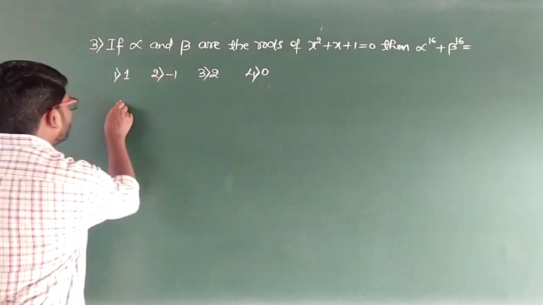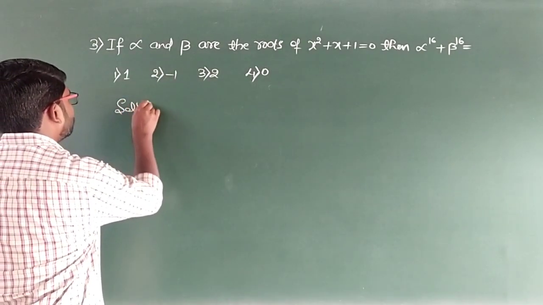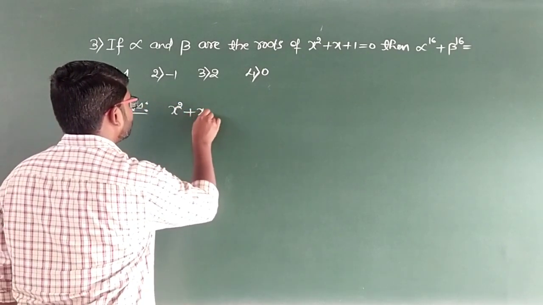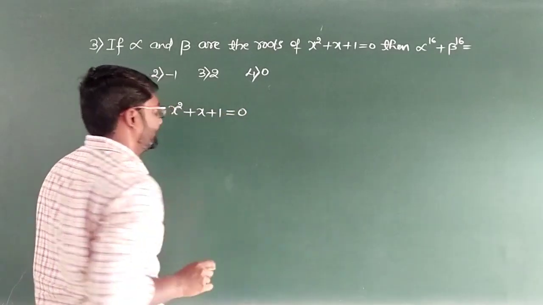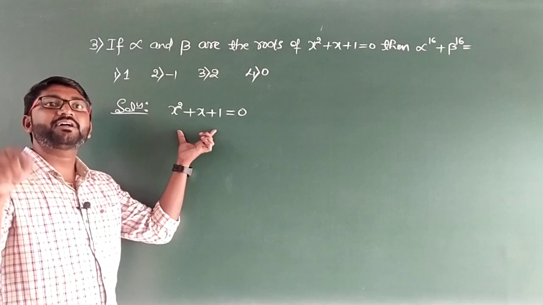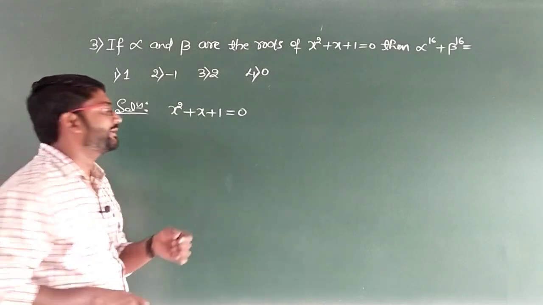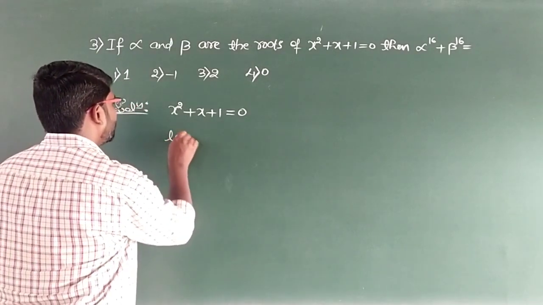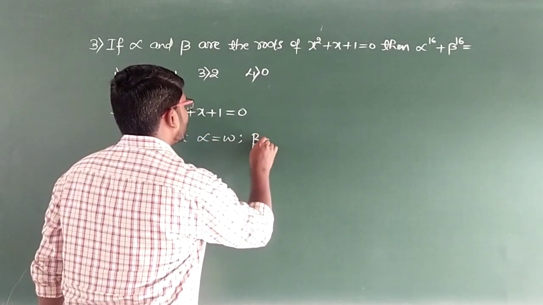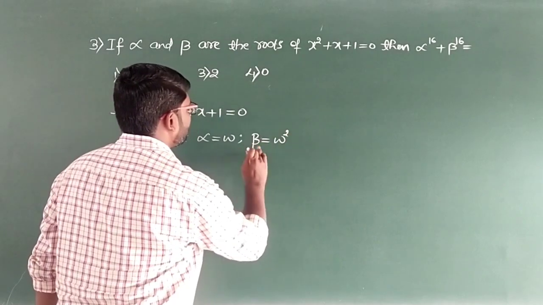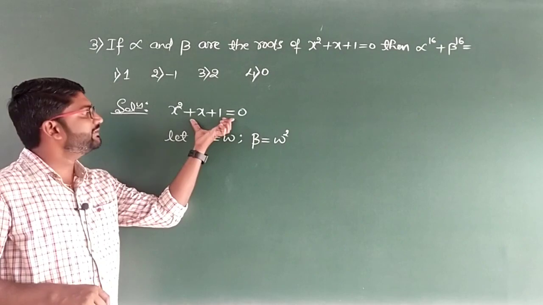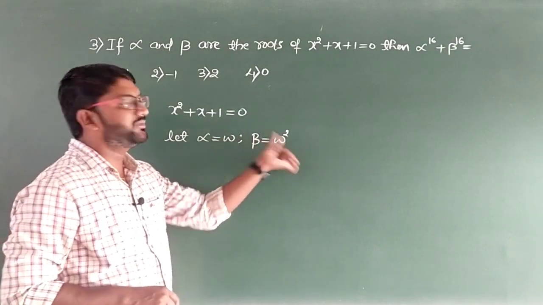So now what I will do is, I will take the equation x square plus x plus 1 which is equals to 0. So if omega is one of the complex roots, then the other complex root will be omega square. Let alpha be equal to omega, then beta is equal to omega square, because alpha and beta are the two roots of this quadratic equation. That means alpha is going to be omega and beta will be omega square.